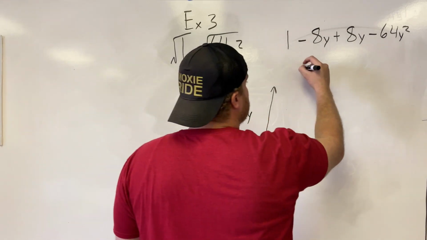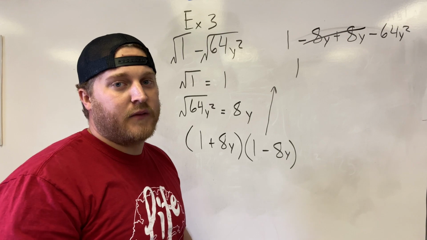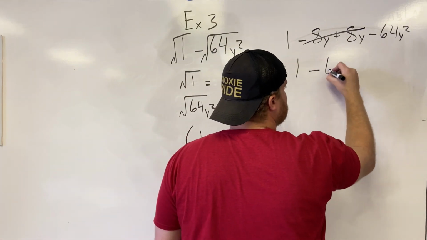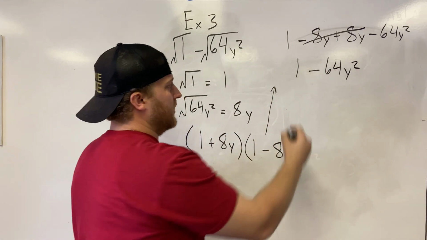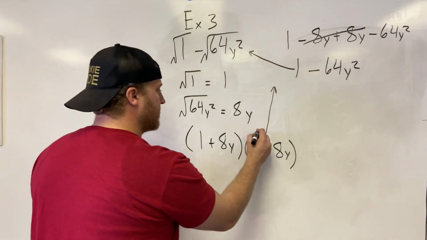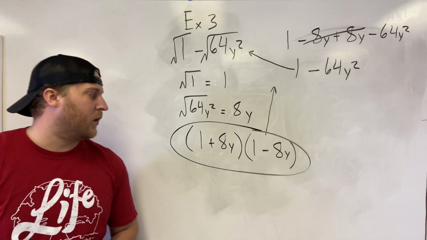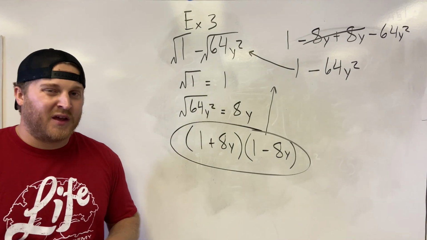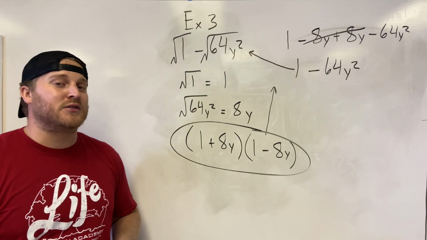Combine our like terms. 1, and negative 8y plus 8y cancels out. Minus 64y squared is the same as our original problem. So we know our answer of 1 plus 8y times 1 minus 8y is the correct answer. That's going to wrap up all of our examples for 9.2.